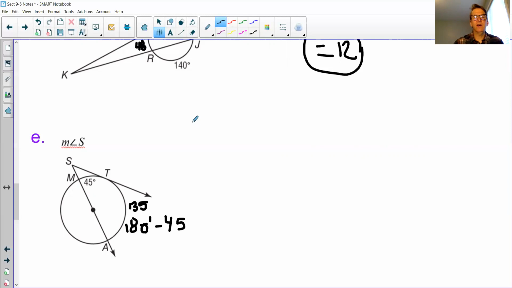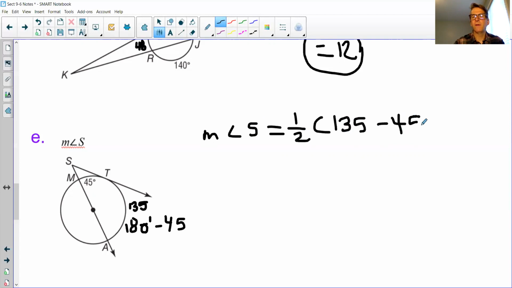And now we can go ahead and solve for the measure of angle S. 1/2 times the difference of 135 and subtract 45. And that's equal to 1/2 times 90. And 1/2 times 90 is 45.